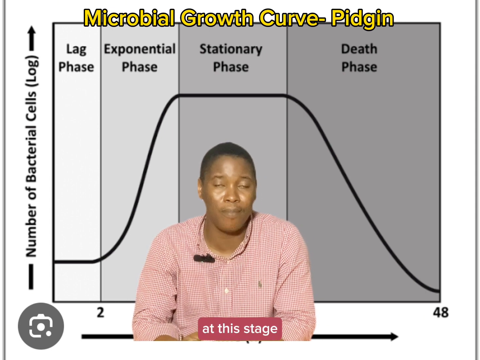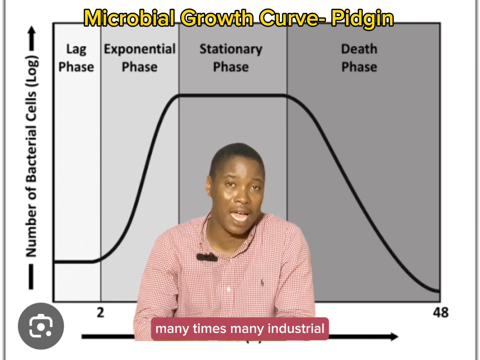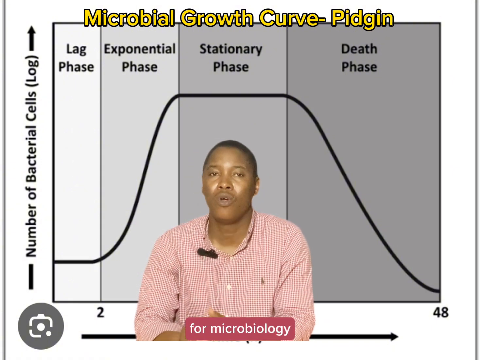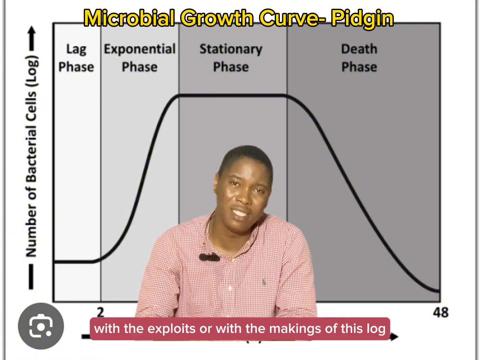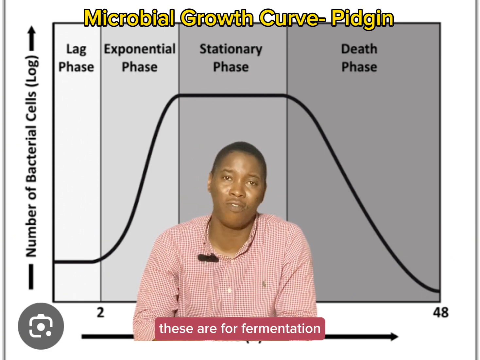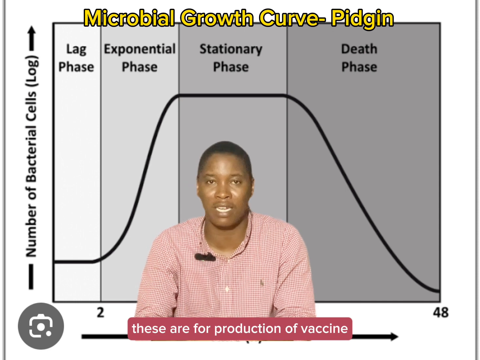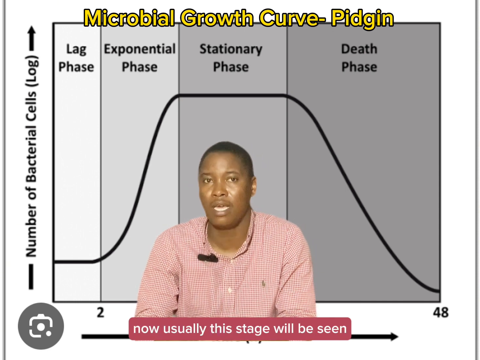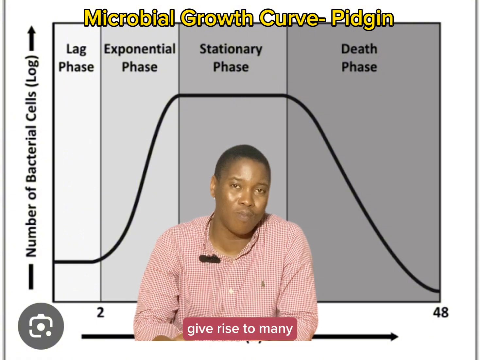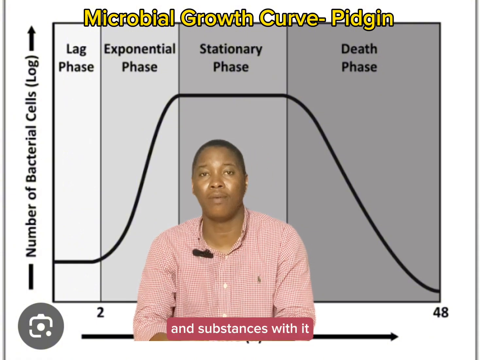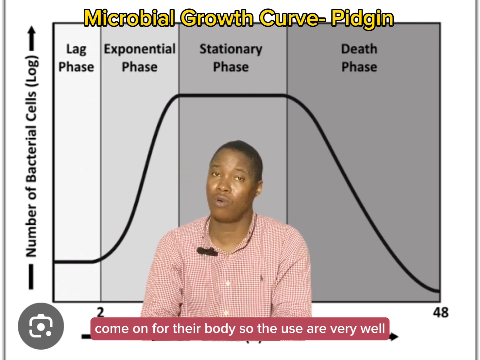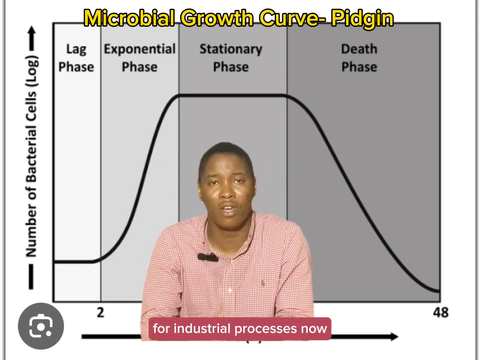Now, at this stage, it is important to know that many industrial processes we do in microbiology exploit this log or exponential phase. We use it for alcohol production, for fermentation, for production of vaccine. It is usually at this stage that microorganisms grow very rapidly, giving rise to many different types of substances that come out from their body. So we make good use of this stage for industrial processes.